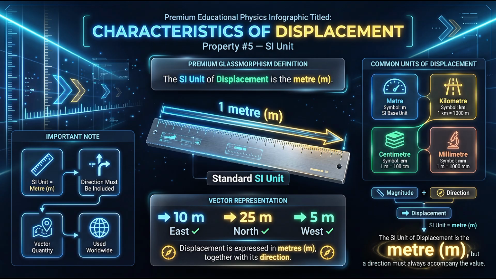include direction. Simply writing 10 meters is not enough to describe displacement because it tells us only the magnitude. A complete description would be 10 meters east, 25 meters north, or 5 meters west, where both the magnitude and the direction are clearly stated.